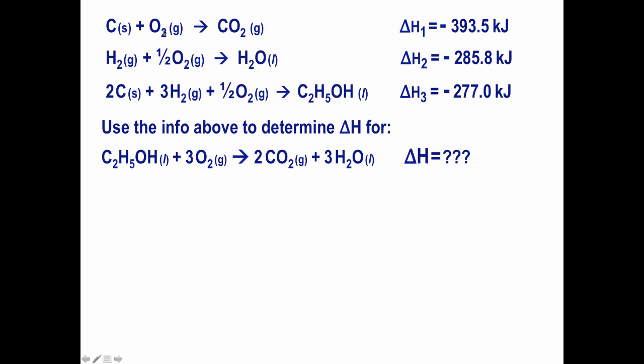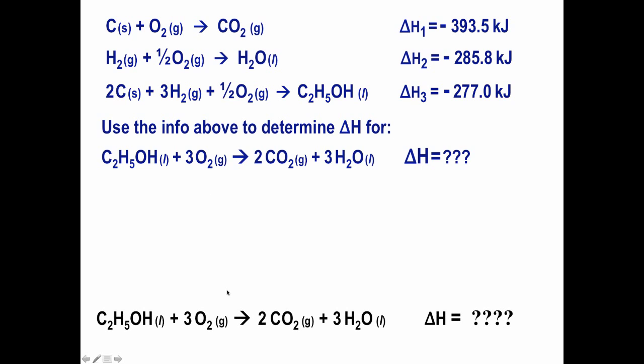So how do we actually do this? How do we use these reactions that we know the delta H for to determine the reaction that we're interested in finding the delta H for? The general way to do this is leave yourself some working space, and then write the reaction you're interested in, in this case, the complete combustion of ethanol. And then maybe draw a line, because we're going to have several reactions we'd like to add up to get this overall reaction.